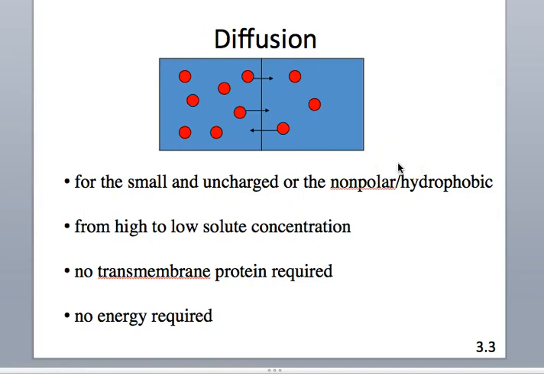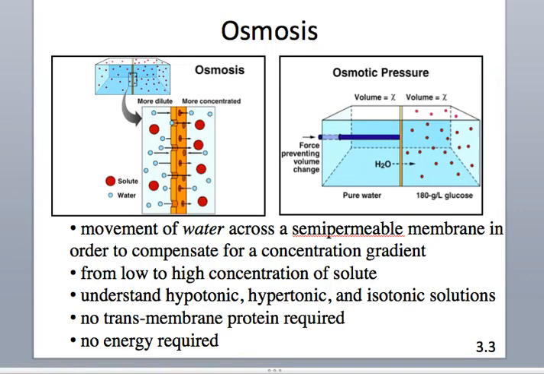If you're diffusing into the cell membrane, that's only going to happen for really small, uncharged particles and things that are non-polar. It's going to happen, again, from high to low. So if you're moving high to low, you don't need any energy because it's just the natural thing. If you're a small particle and you're doing this, you don't need any membrane protein, and there's no energy required. So very important. The counterpoint to this is osmosis.